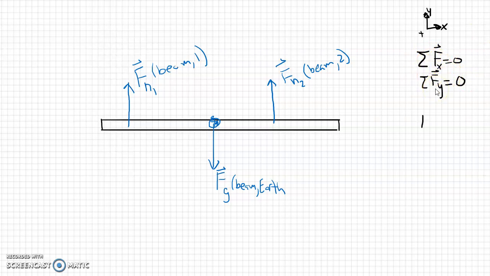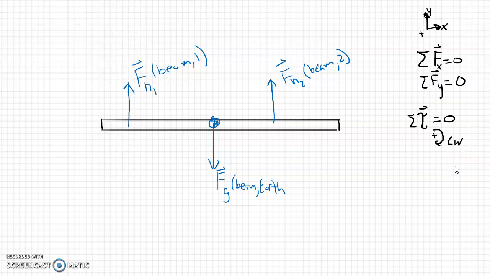The other condition that has to be met is that the sum of the torques must also be equal to 0. And this condition satisfies rotational equilibrium. For this problem, I'm going to call a clockwise rotation positive. All right, now let's talk about the point of rotation.